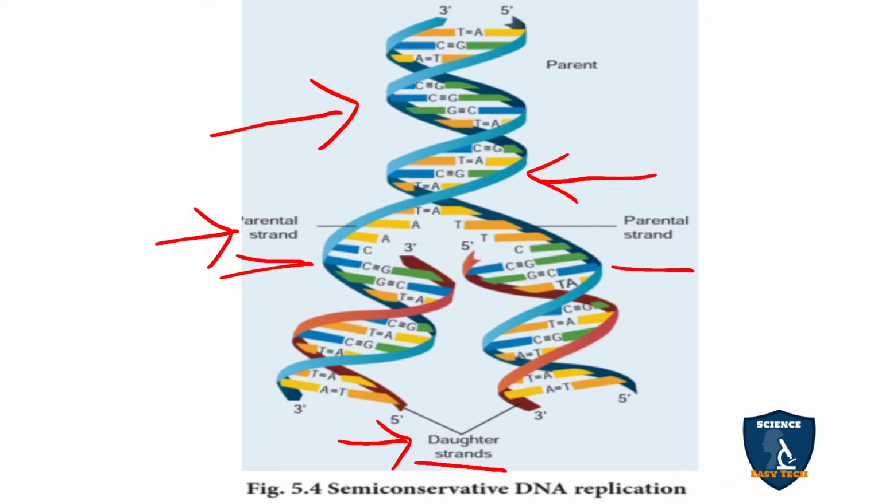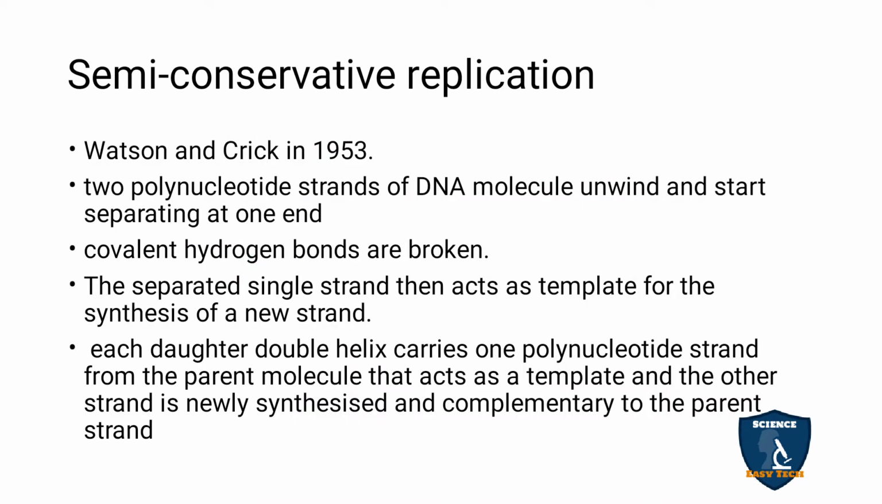That is called semi-conservative. One is the original parental strand, and the second one is only the newly formed daughter strand. So one is original, another one is new. It is called semi-conservative because only one part is new. So this is the semi-conservative method of DNA replication. We will see it in detail.